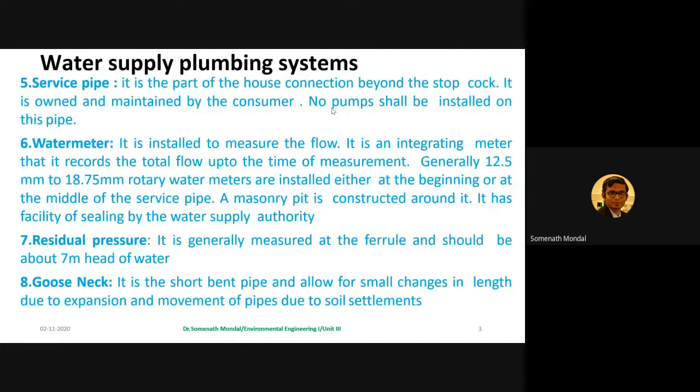So it is installed to measure the flow, and it is an integrating meter that records the total flow up to the time of measurement. So that is why water meter is very important. And this water meter, if you see, it basically records the quantity of water consumed in a particular house, and the domestic type of water meter generally employed for house is fitted into the service pipe with unions which enables the meter to be changed where necessary. Fine.